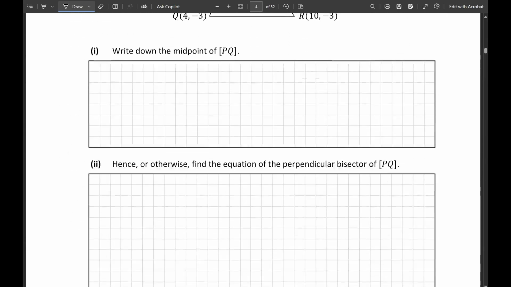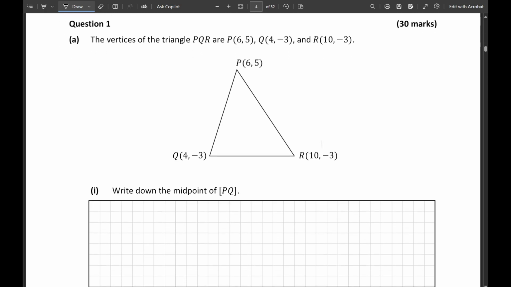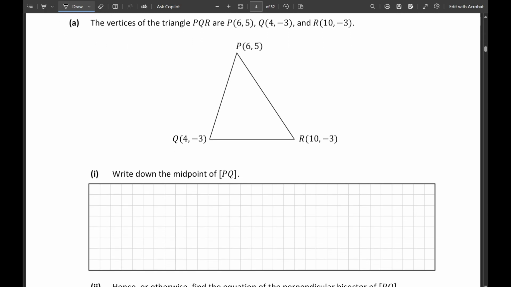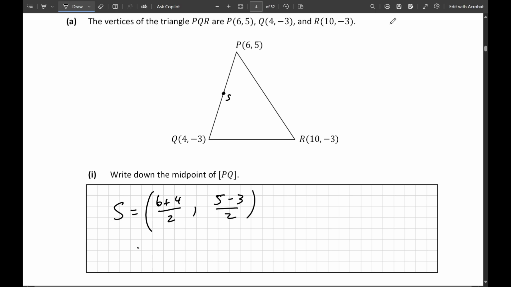Okay, let's go. So, question A(i), find the midpoint, or write in the midpoint of PQ. Okay, should be relatively straightforward. I'm going to call the point S. So I'll say that S is the average of the two x coordinates over 2, and the average of the y coordinates over 2. So that's 10 over 2, which is 5, and 2 over 2, which is 1.